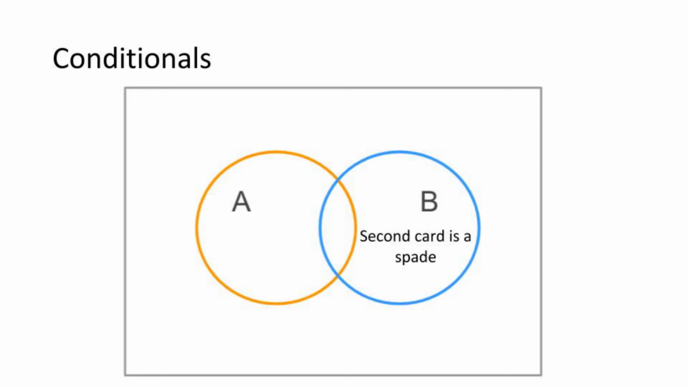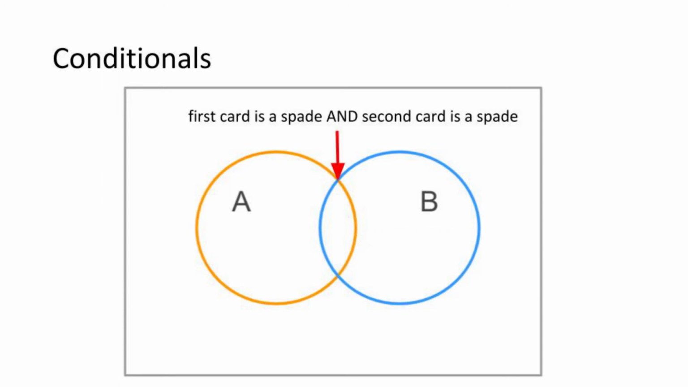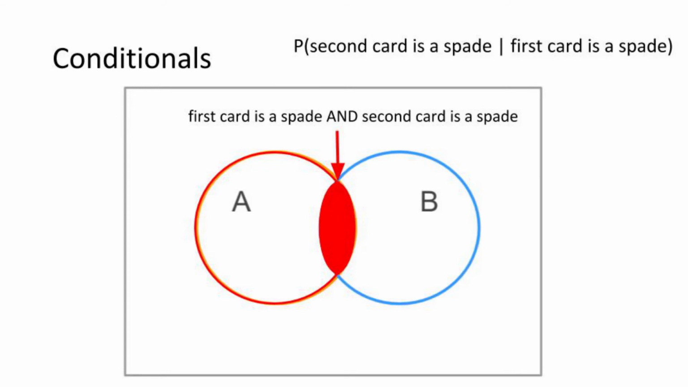And the blue bubble represents the events that the second card could be a spade. And the intersection of the two spaces holds all of the possible events in which both cards are spades. So if you were to find out what is the chance of the second card being a spade, given that the first one is, it's all of the ways in which both cards are spades over the event space in which the first card can be a spade.